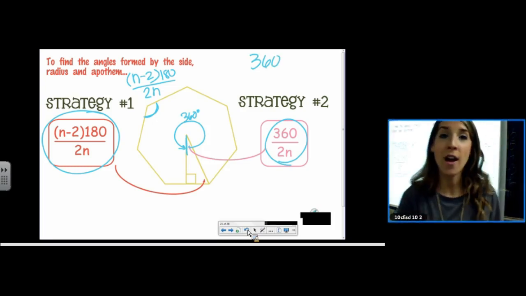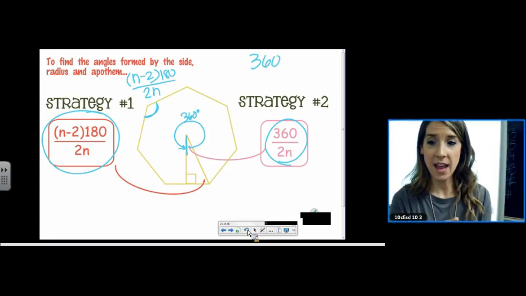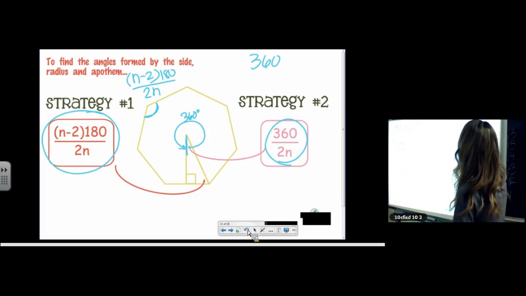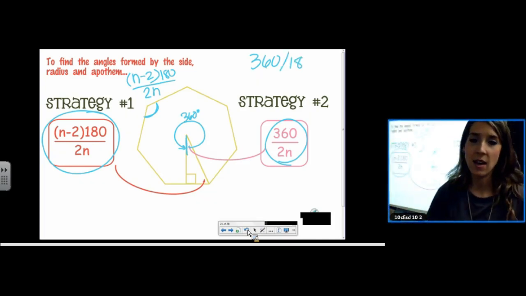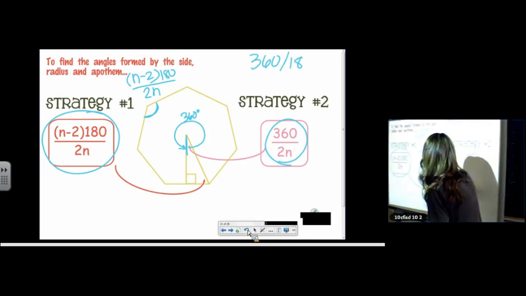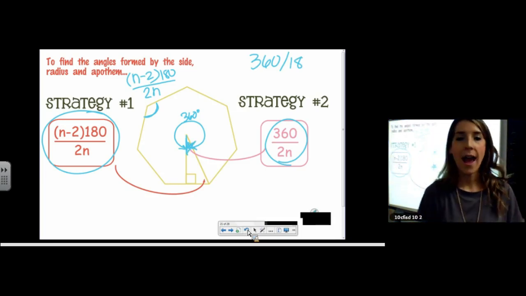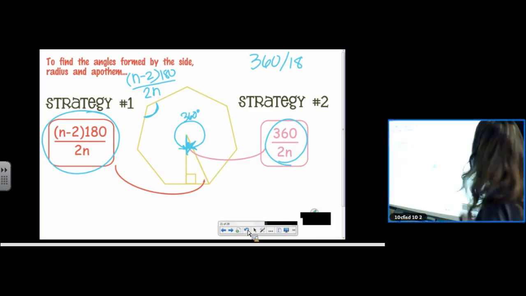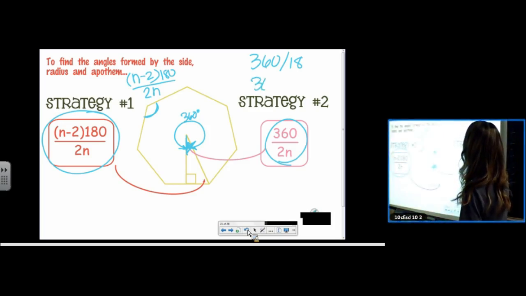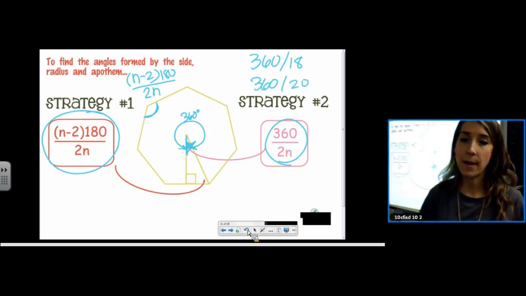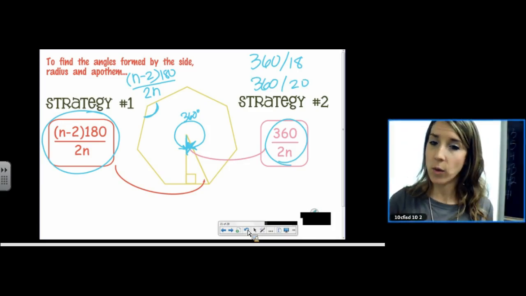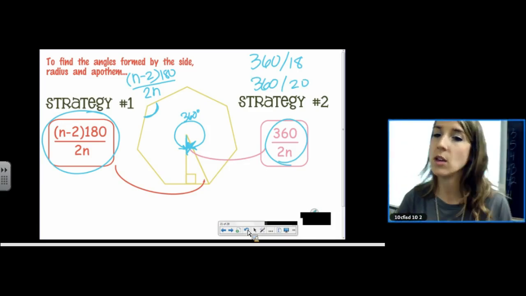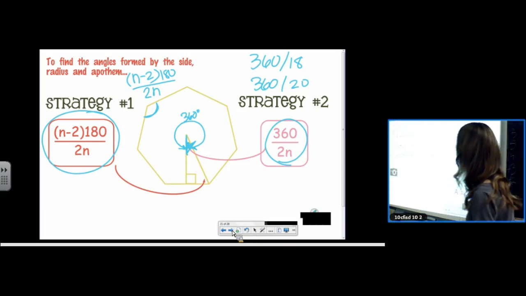I give you a nonagon. Find the missing angle. Okay, 360 divided by 18. And I would have this angle right here. I give you a decagon. Find the missing angle. 360 not divided by 10, but divided by 20. So hopefully you see how that works, because in order to do trig, you would need that missing angle.